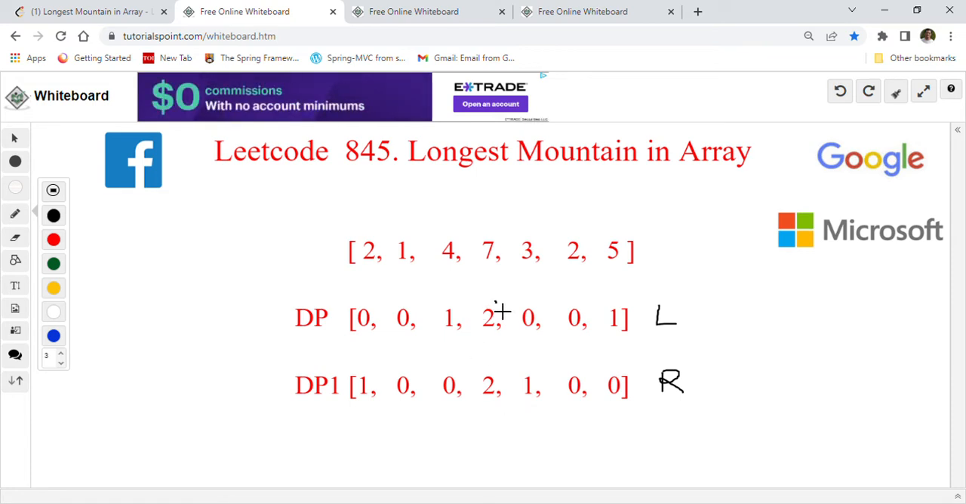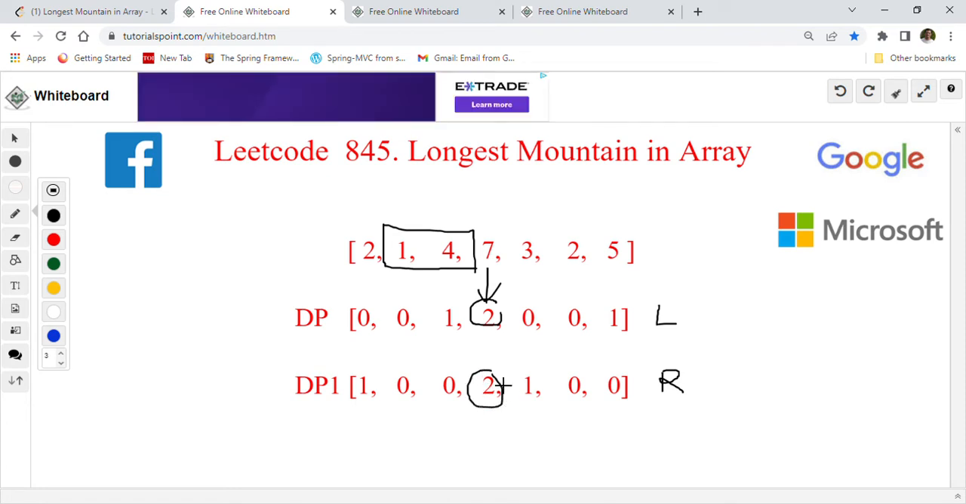For example, when I see 2, this 2 is corresponding to 7, right? It means that I have two elements on the left that are contributing into my mountain array. That's why 2 is there. Now on the right side again I have 2 for 7. It means that I have two elements on the right side of 7 that are contributing into my mountain array. These two, correct?